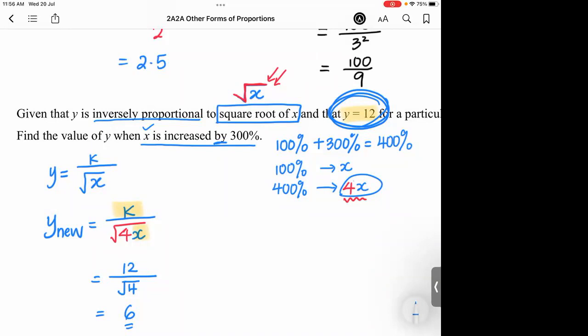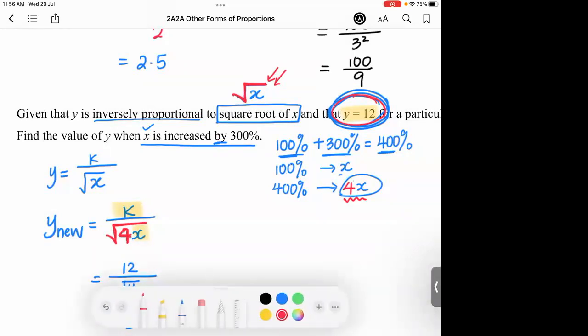Okay, so in this case, we have this answer here. When it increased by 300%, originally 100%, I add another 300%, becomes 400%. Originally 100% is x, so 400% will be 4x. So I plug it inside, I will get the square root of 4x, because they say there is a square root, so I must remember to add it. Then next, they tell me y is equal to 12. So I take 12, divide by the square root of 4. Then I calculate my answer.